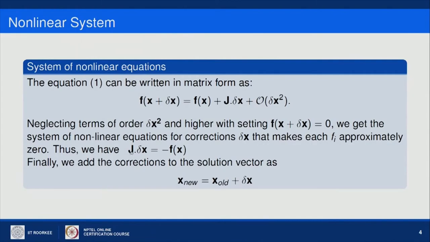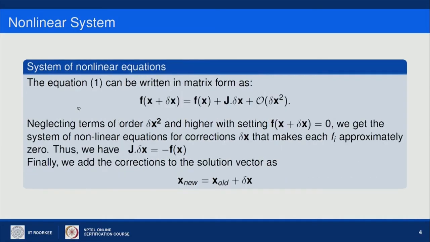The Jacobian matrix is known to us for a given x naught, or for a given vector x1, x2, ..., xn, and so we know f of x, and hence it comes out as a system of linear equations. After solving this system of linear equations, we add the corrections to the older solution, that is x new equals x old plus delta x, and in this way we update our iterations.